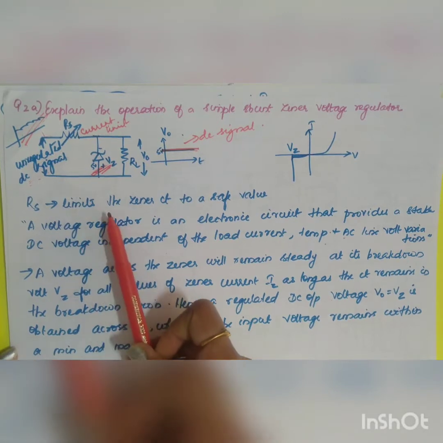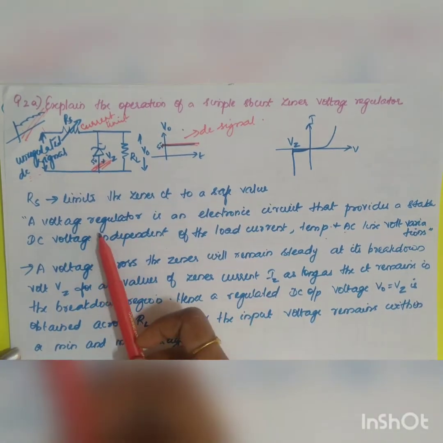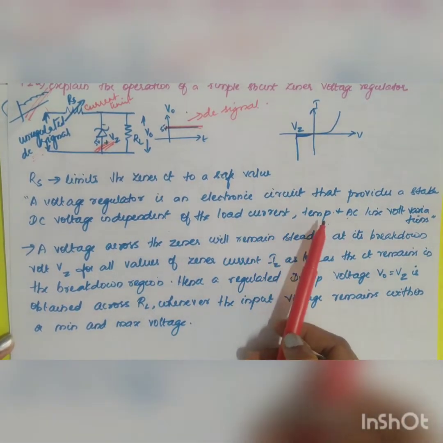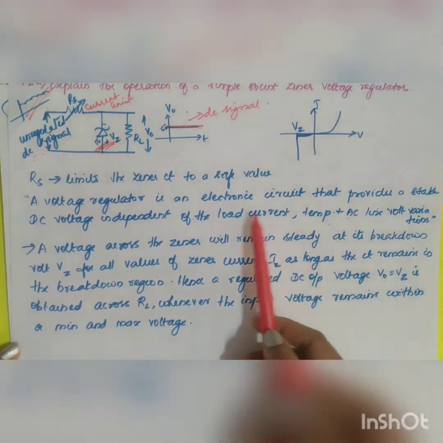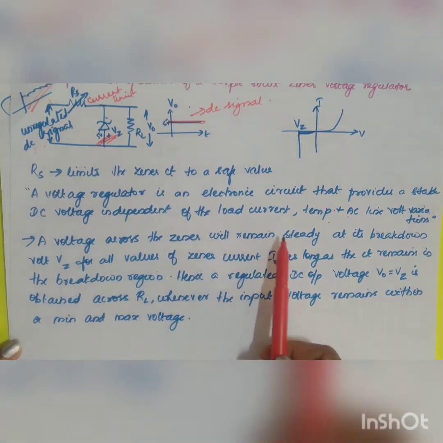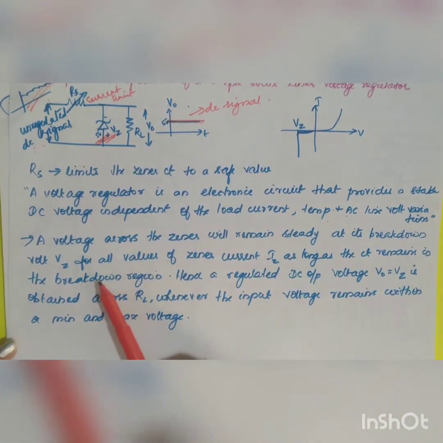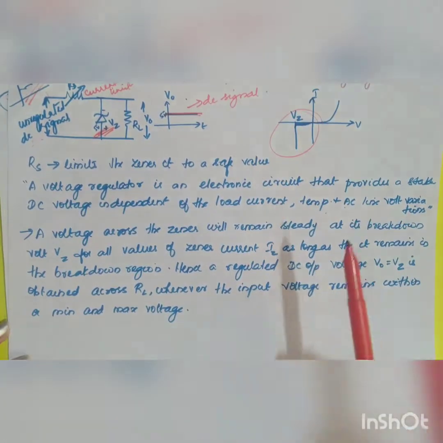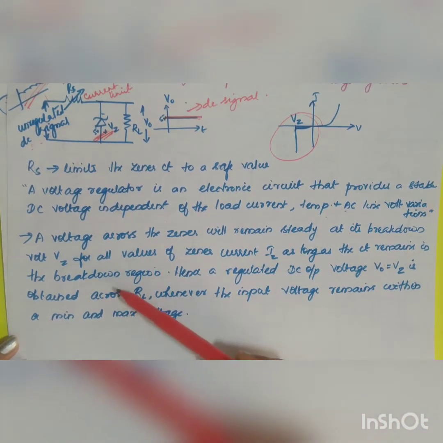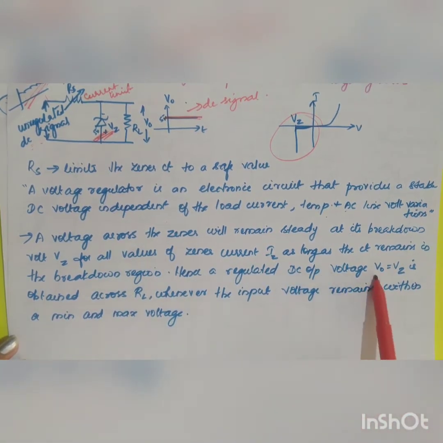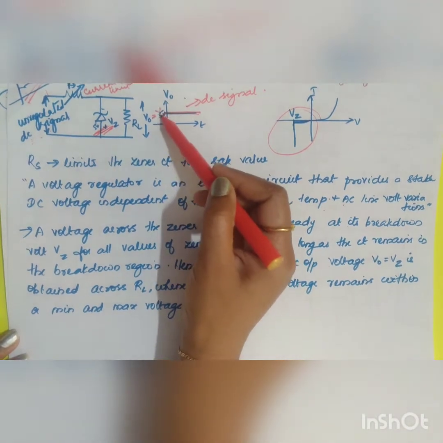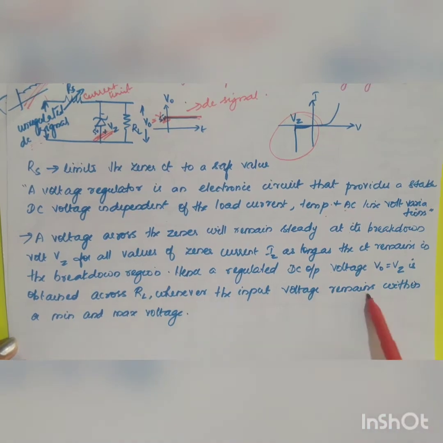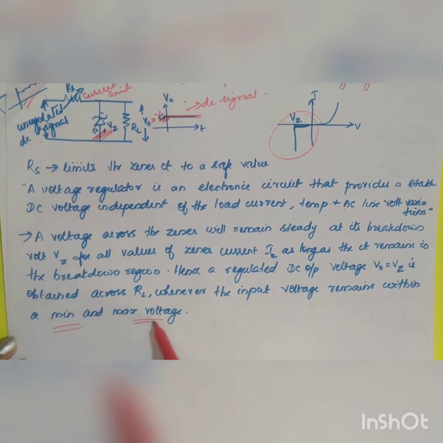So here RS limits the Zener current to a safe value. A voltage regulator is an electronic circuit that provides a stable DC voltage independent of the load current, temperature, and AC line voltage variations. The voltage across the Zener will remain steady at its breakdown voltage Vz for all values of Zener current, as long as the current remains in the breakdown region. Hence a regulated DC output V0, which will always be maintained at your Vz value, is obtained across RL whenever the input voltage remains within the maximum and minimum voltage.